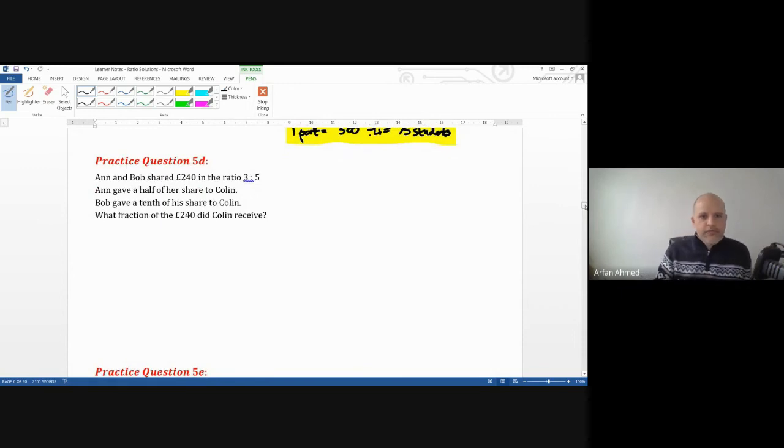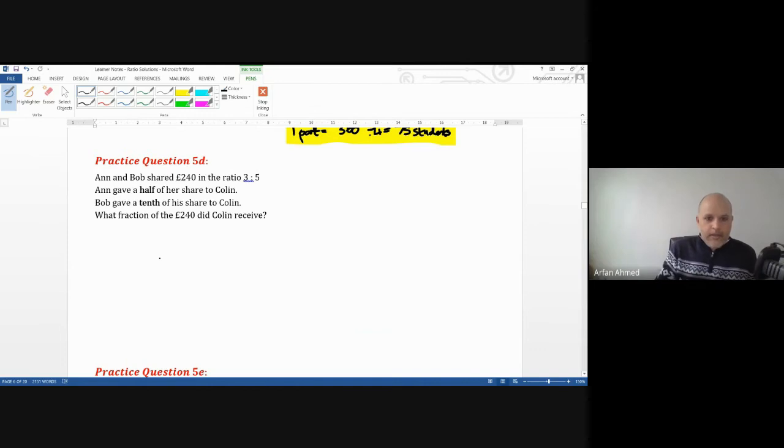Let's go on to practice question 5D. Anne and Bob shared £240 in the ratio 3 to 5. Anne gives half of her share to Colin. Bob gives a tenth of his share to Colin. Where's Colin come from? What fraction of the £240 did Colin receive?